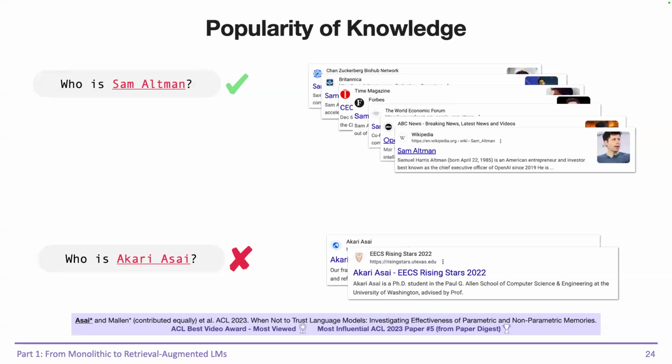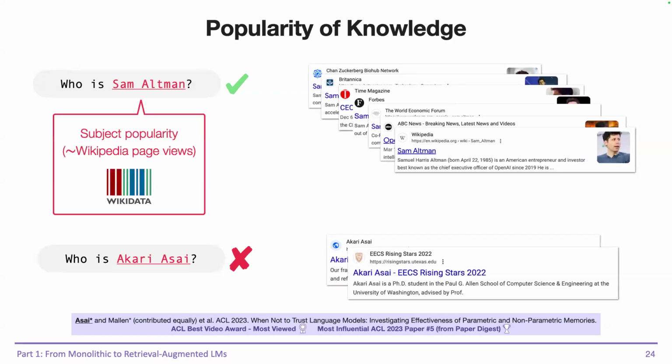To formalize this observation, we introduce a new concept, popularity of knowledge. This metric estimates the frequency of discussion of the concept on the web using data such as Wikipedia's page views for the subject entities. We then constructed a large-scale diagnostic dataset, including numerous question and answer pairs, spanning a broad spectrum of concept popularity. Based on this, we conducted one of the earliest studies on language model hallucinations back in 2022.